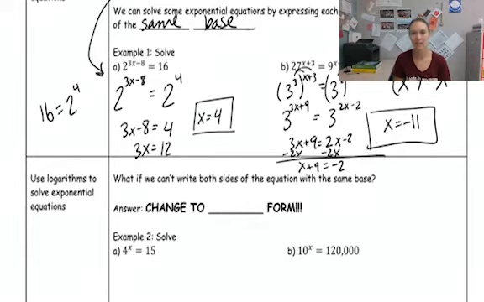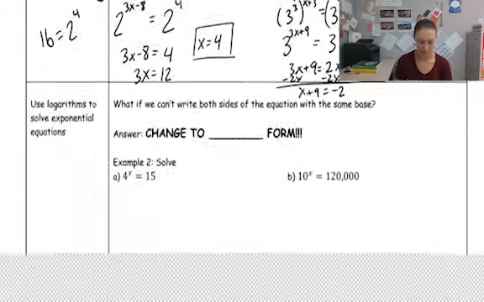Exponential functions themselves have domains of all real numbers. So technically, any x value, as long as we haven't made a mistake, any x value should be fine. We shouldn't have any extraneous solutions or anything.